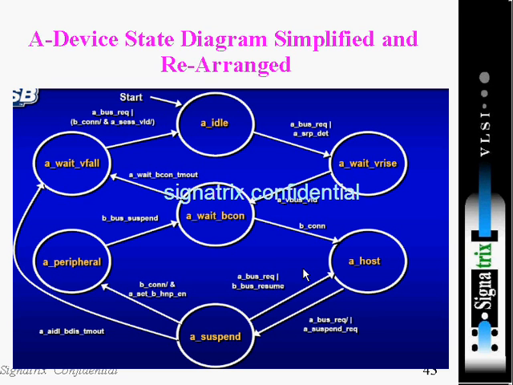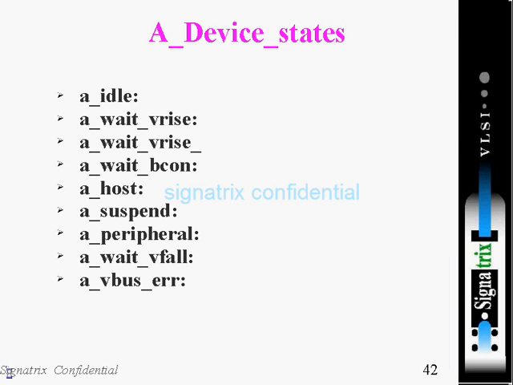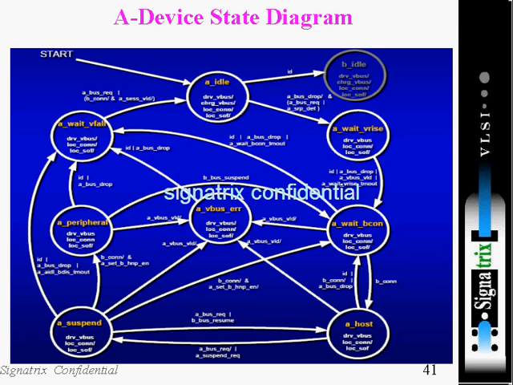Now we are discussing the A state diagram. It is somewhat more clear than the previous one. We are here, at A suspend. Now the A device doesn't want to perform any operation, so it is suspending the bus.